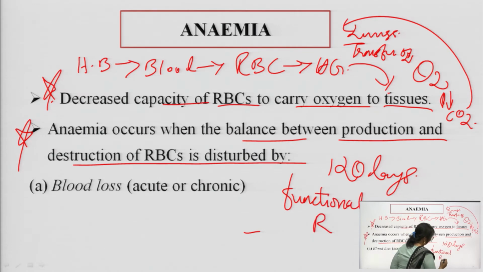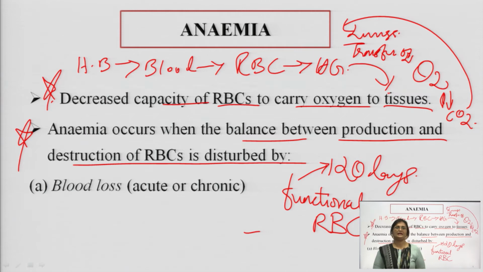Functional RBCs are the ones that have very good oxygen carrying ability. They help in the transfer of oxygen and they help in the exchange of carbon dioxide. These functional RBCs have a lifespan of 120 days. Within 120 days, the functional RBCs get destroyed and new RBCs are formed. It is a very healthy and balanced cycle.